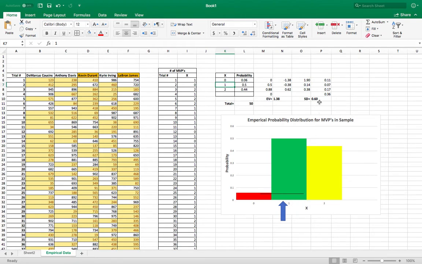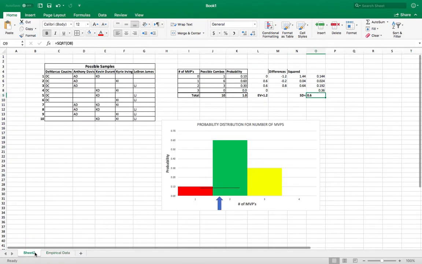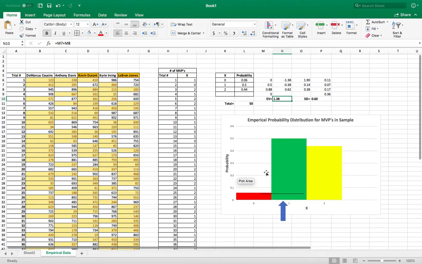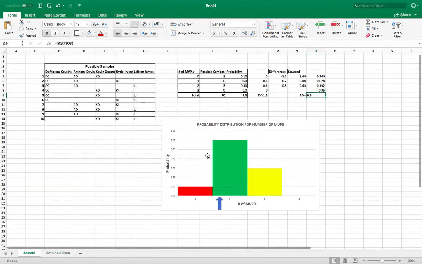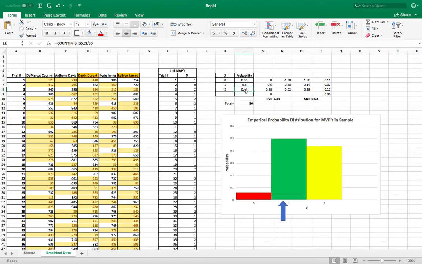The standard deviation remained the same. To calculate that, it's exactly what I did before, what I just explained. But the expected value, as one would expect, 1.38 is higher than 1.2. This, of course, makes sense because the likelihood that we drew 2 MVPs was higher in my empirical data here, 44%, than it was in the expected data, which was only 30%.